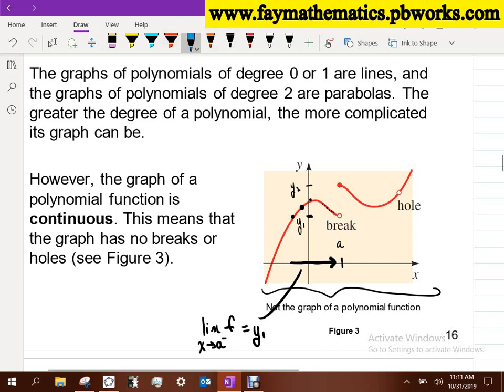Let's look at this as we move from the right. As I move from the right, closer and closer to that a value. So the way we would write that is the limit as x approaches a. But now I'm moving from the right, so what do you think superscript-wise I would put here? Plus sign. Okay. Of this function f. As I'm moving to A from the right. Now I would be on this part of the graph, right? Okay, so these would be my y values. What's my y value getting closer and closer to? Y2.